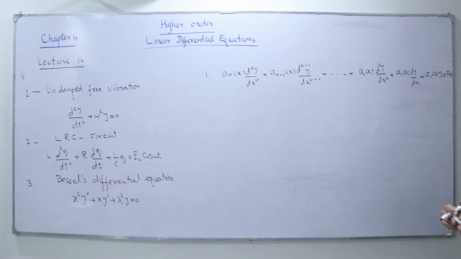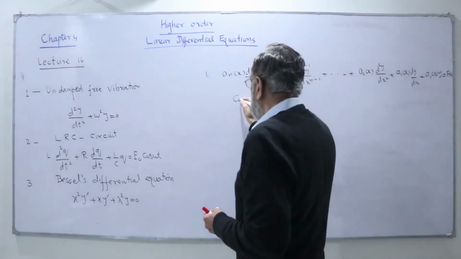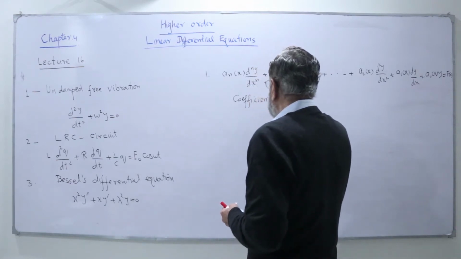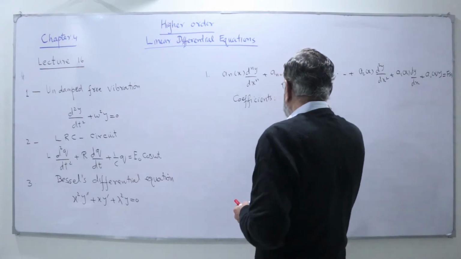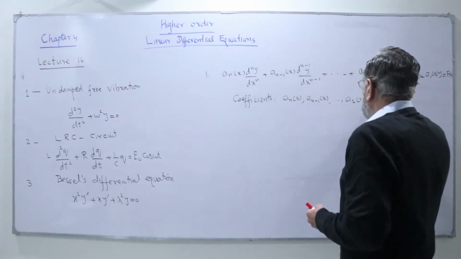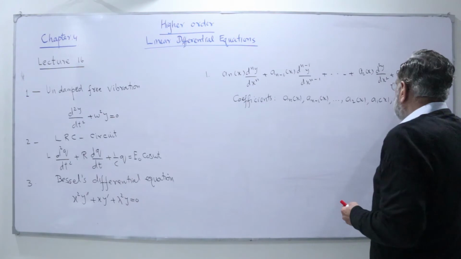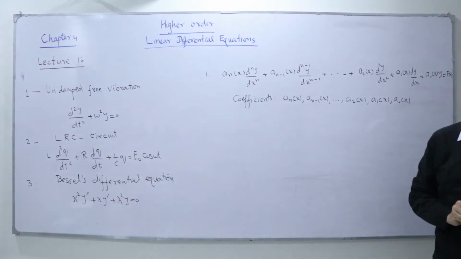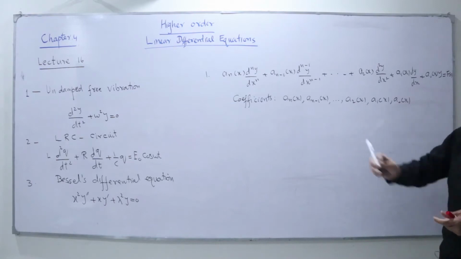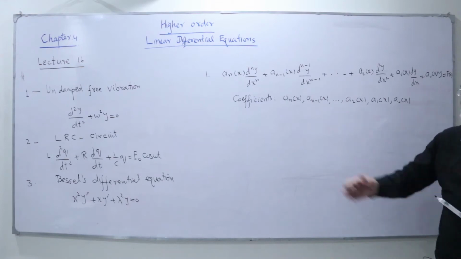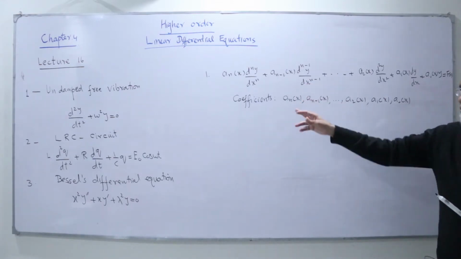Now in this equation we can see the coefficients. The coefficients of this equation are a n of x, a n minus 1 of x, a 2 of x, a 1 of x, a 0 of x. These are the coefficients and they are functions of x. If one of the coefficients in the equation is a variable, the equation is with variable coefficients. It's an nth order differential equation. We have discussed the order: the order is the highest order term in the equation. The highest order term is n, so it is an nth order differential equation with variable coefficients.